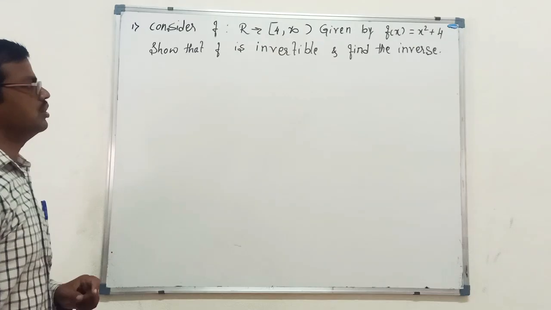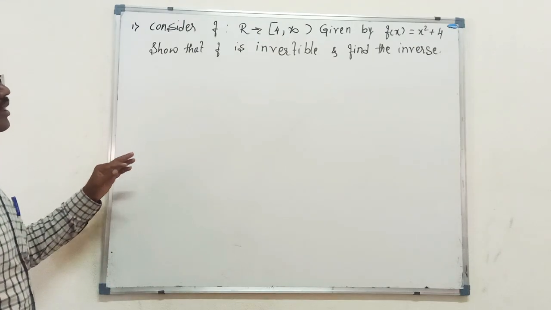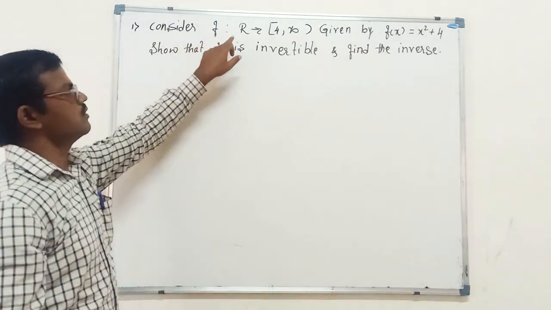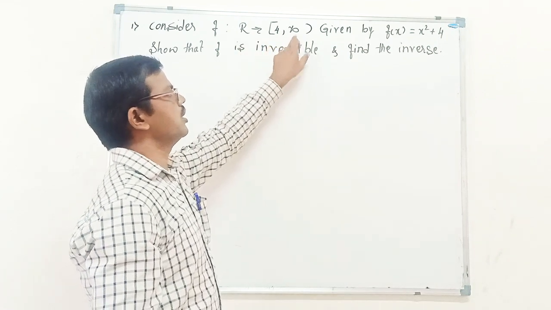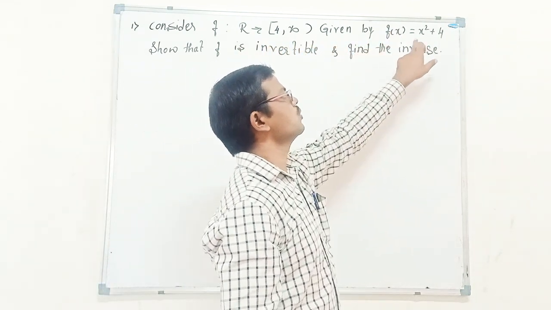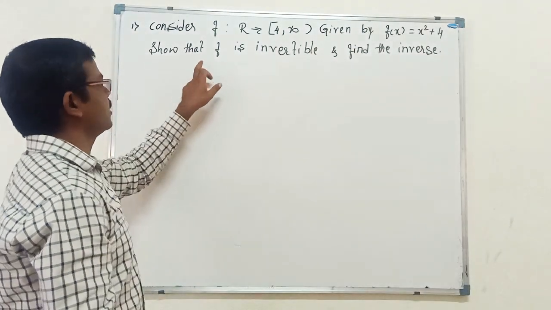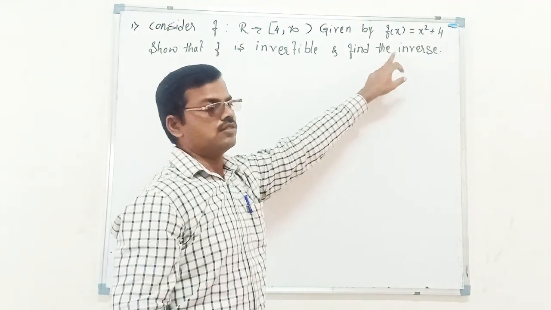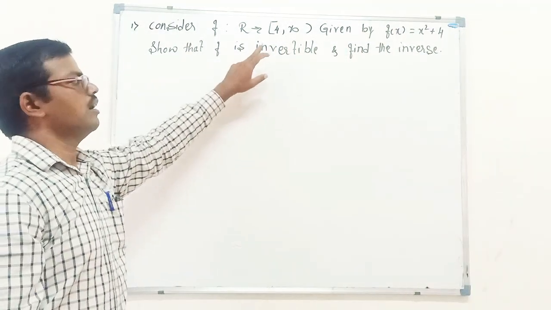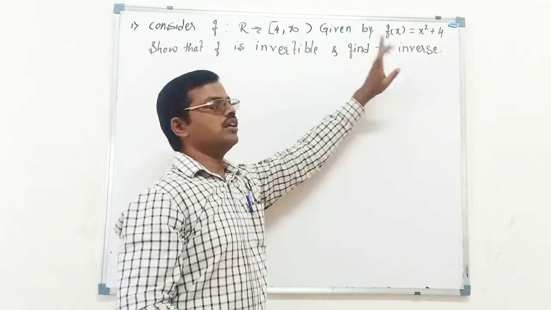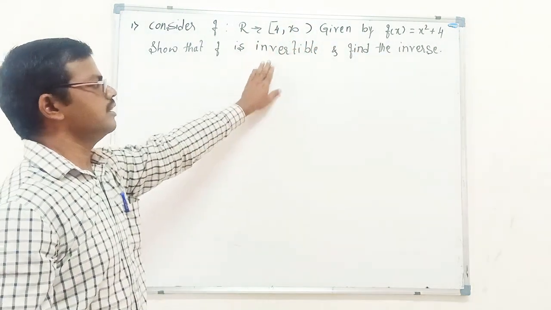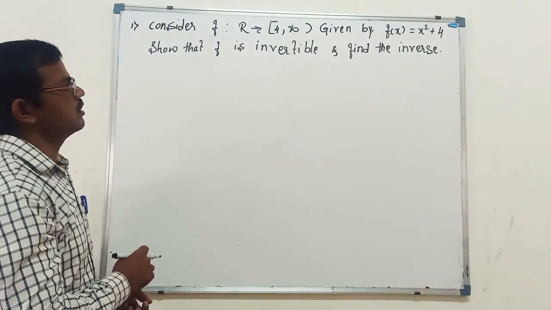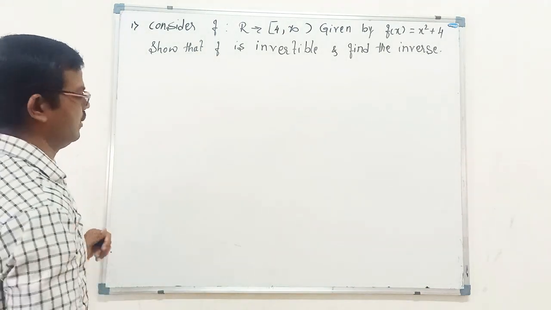So next, it is also a very important problem, and it is also asked in previous question papers. Consider f is a function from R to 4 to infinity given by f of x equal to x square plus 4. Show that f is invertible and find the inverse. What we have to find out? Its inverse. And what we have to show? Invertible. After showing it is invertible, we have to find out the inverse. If any function is invertible, then it has its inverse, and that inverse we get by expressing x in terms of y.